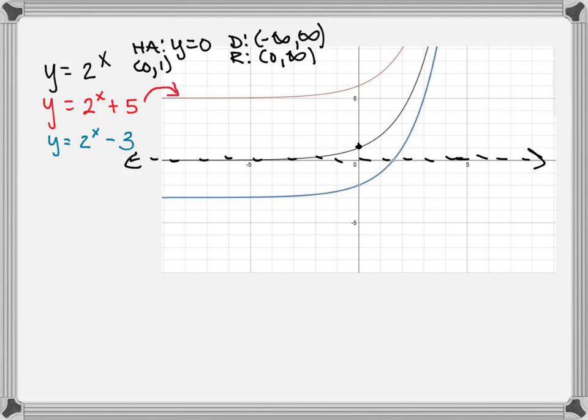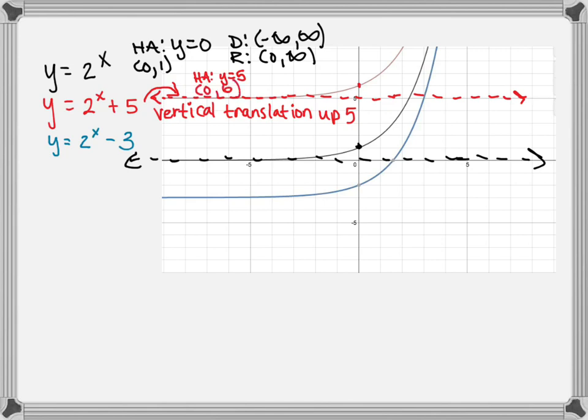So let's look at y equals 2 to the x plus 5. That's graphed here in red. And that is a vertical translation or shift up 5 units. So the horizontal asymptote does shift up. So now it's at y equals 5. Our y-intercept is also shifting up, and now it's at 0, 6. Our domain does not change, but our range does change. So our range here is from 5 to infinity.